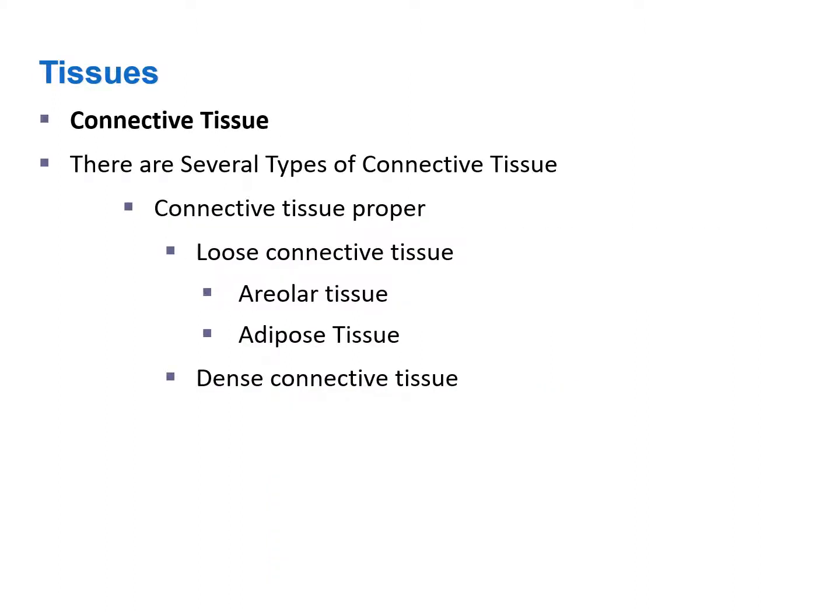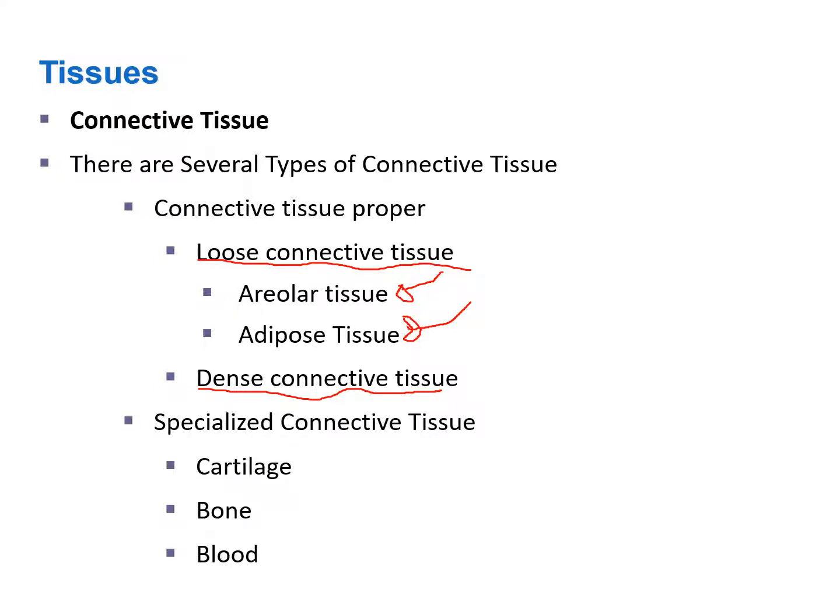So let's dig into these other connective tissues. We have loose connective tissue, which can either be areolar tissue or adipose tissue. You also have dense connective tissue, which you would find in tendons or ligaments. And you also have specialized connective tissue, for example cartilage, bone, and blood.